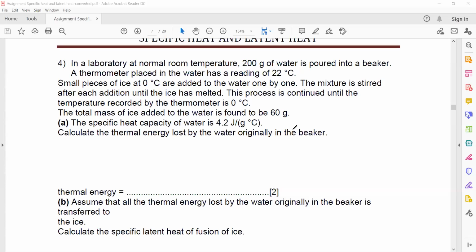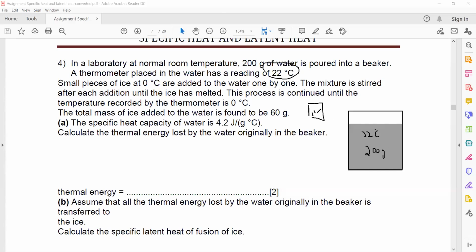So in this question, you have a container which is filled with water of mass 200 grams, okay? And the water is originally at a temperature of 22. That's the starting temperature of the water. Then what you did, you put ice.